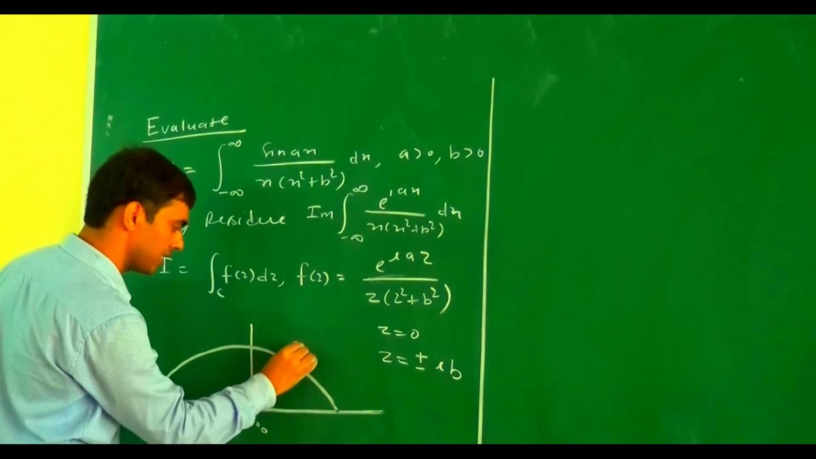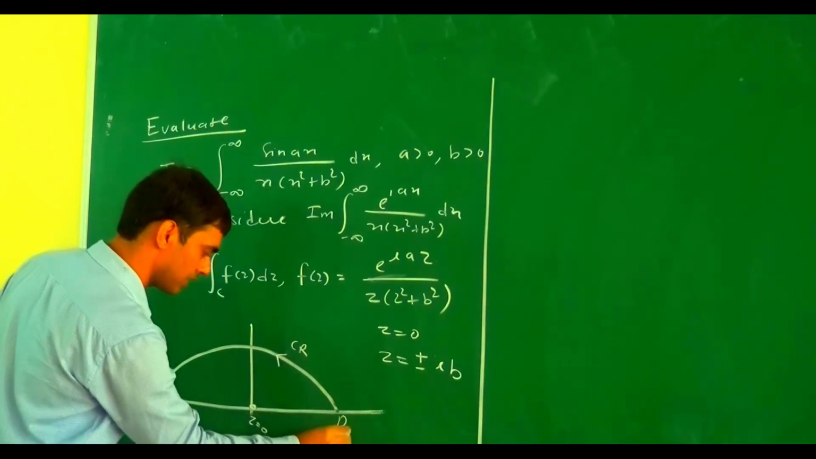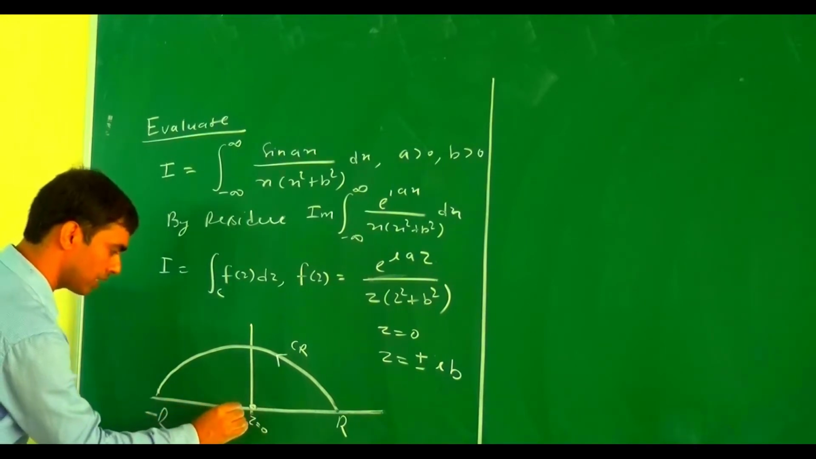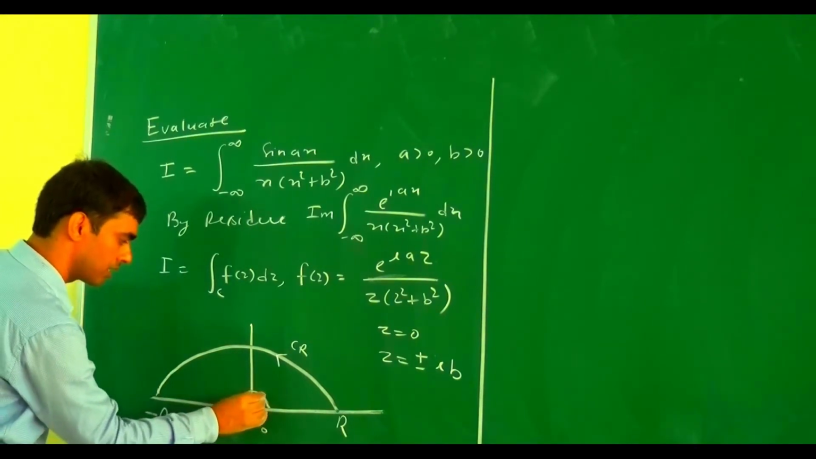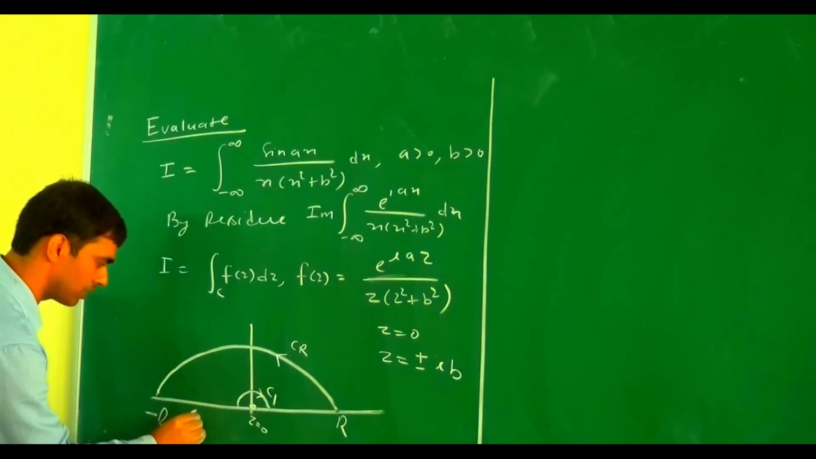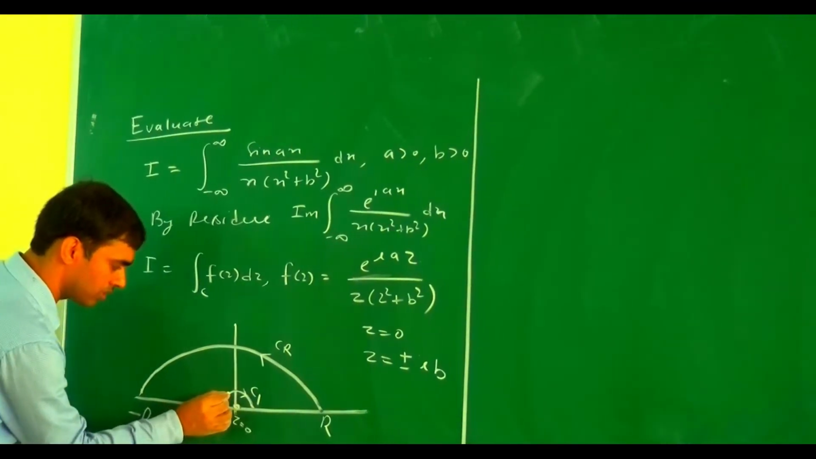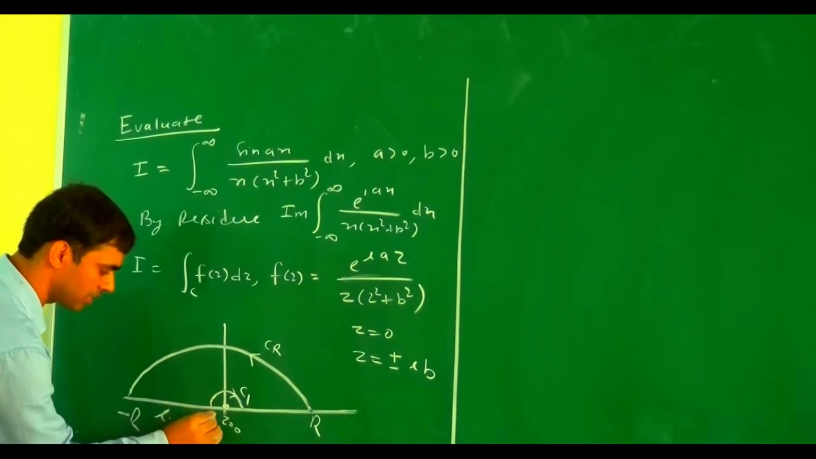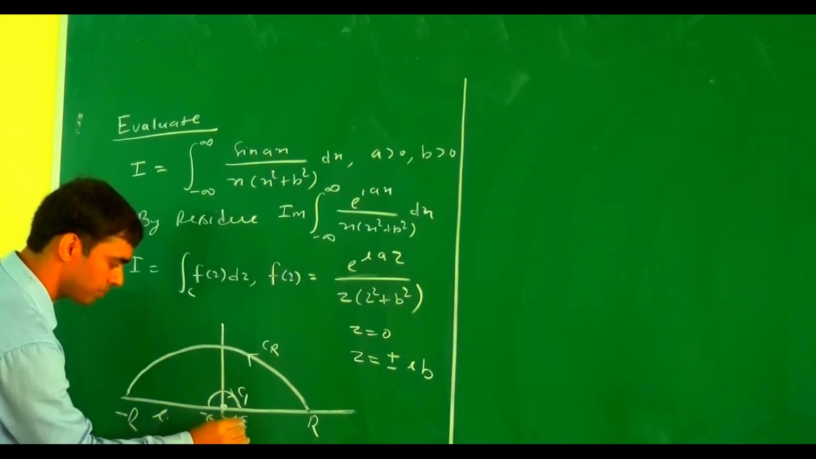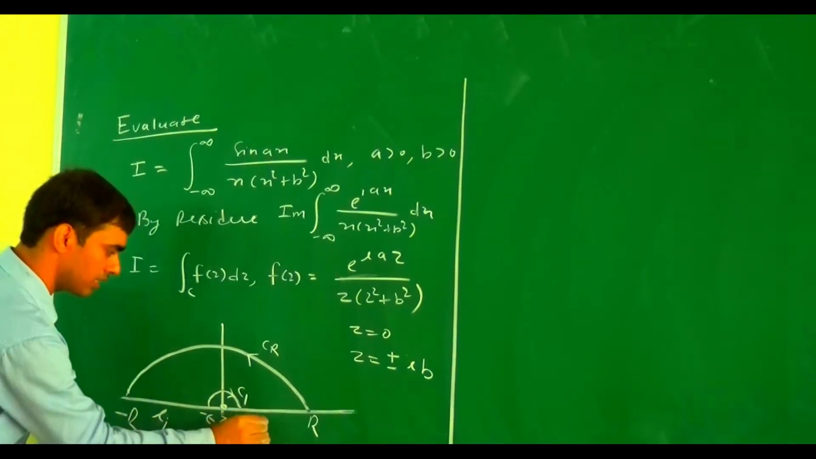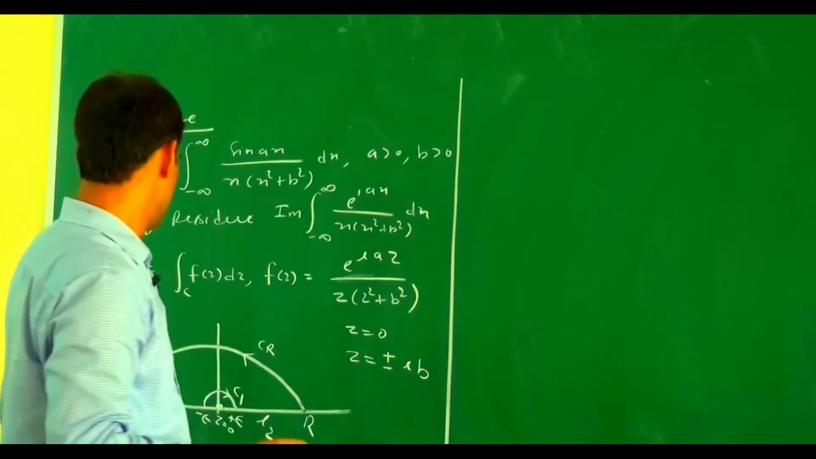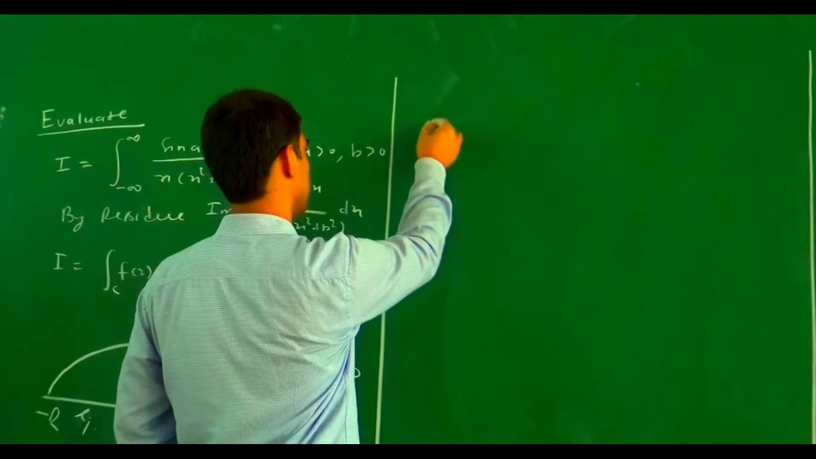Here this one is CR, and this one is plus R, this one is minus R, and here is another curve. Suppose this curve is C1. And suppose this one is L1, and the radius of this one is epsilon. This one is minus epsilon, this one is plus epsilon, and this one is L1, and this one is L2. So now what is the value of integration?